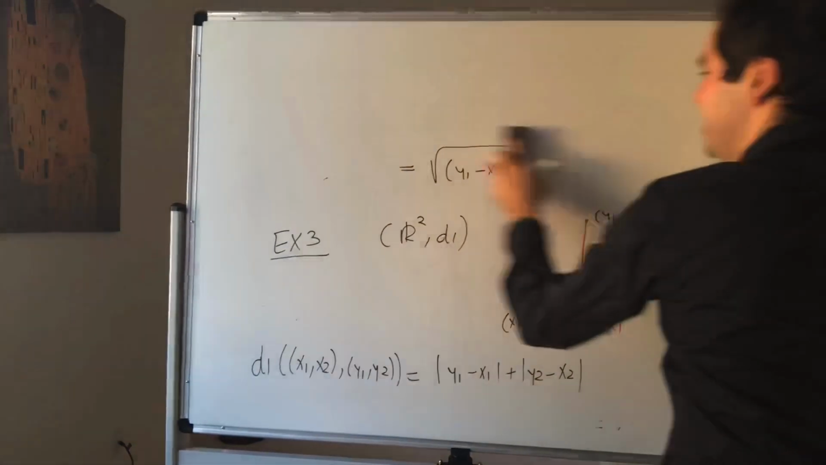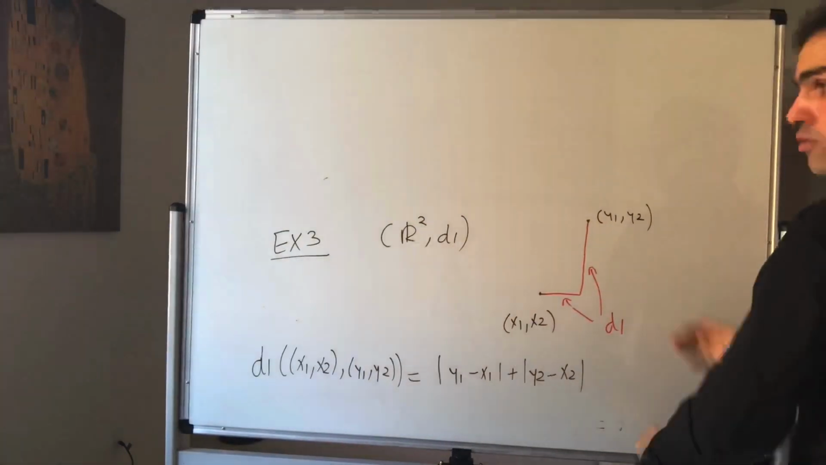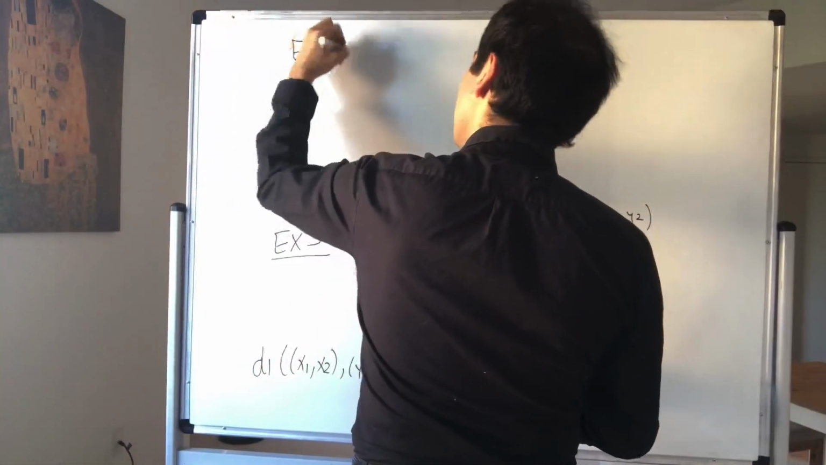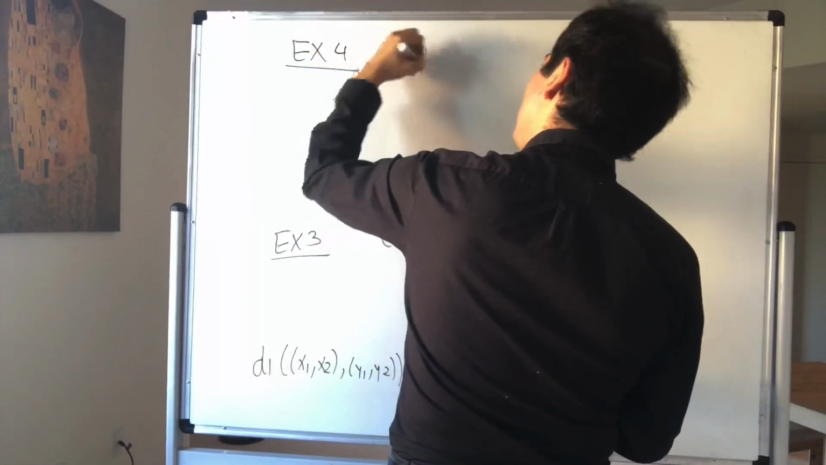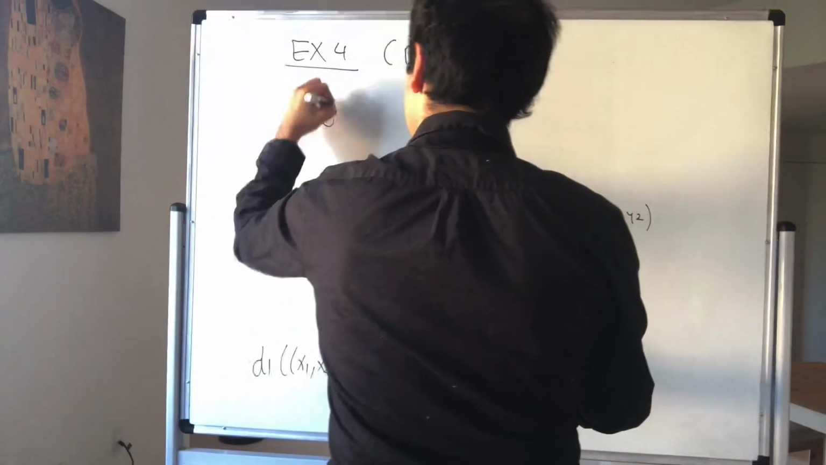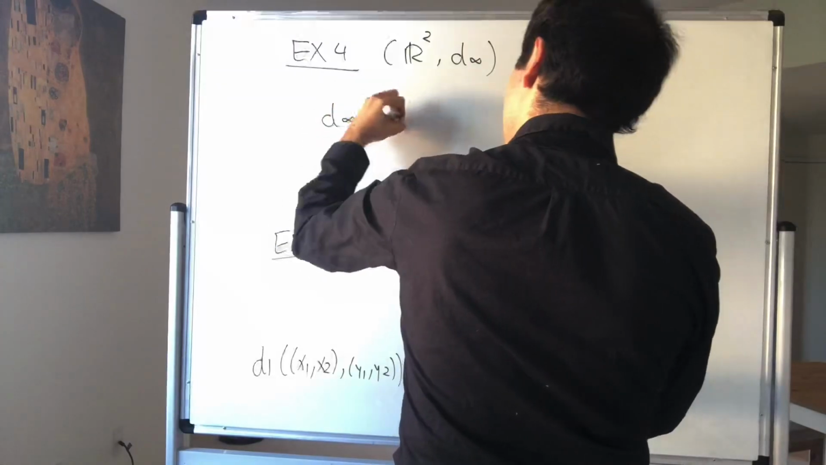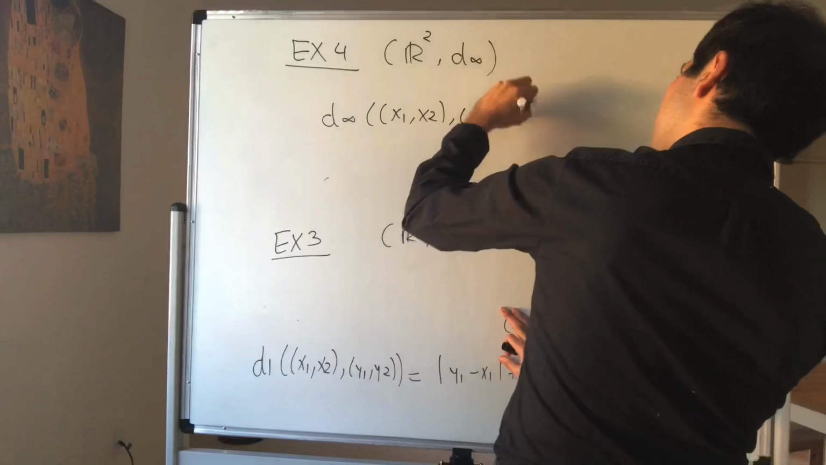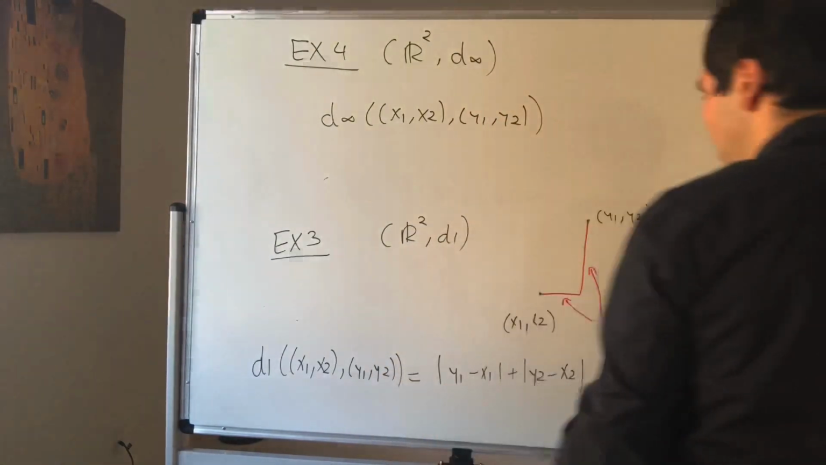I think things have changed. And also similarly, there is something called the infinity metric. Okay, so R2 and then d infinity, which is simply as follows. So d infinity of (x1, x2) and (y1, y2) is just as follows.